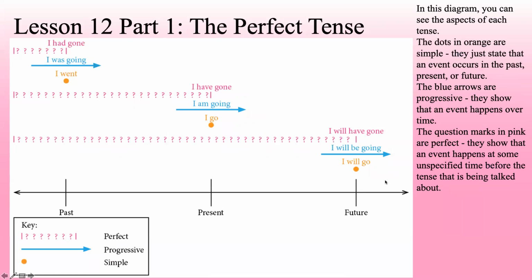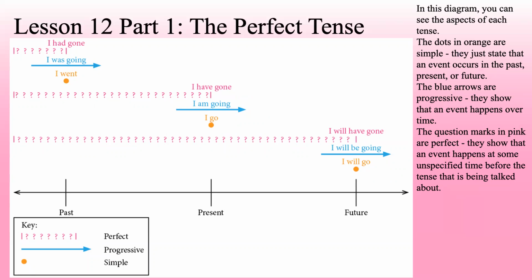Now, in this diagram, you can see the aspects of each tense. The dots in orange are simple. They just state that an event occurs in the past or in the present or in the future. There's no specificity as to when. It's just indicated as some point in time.